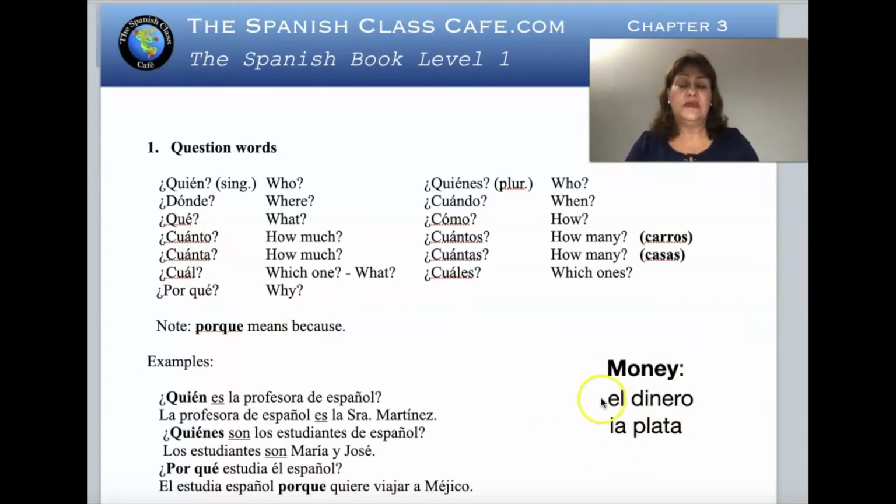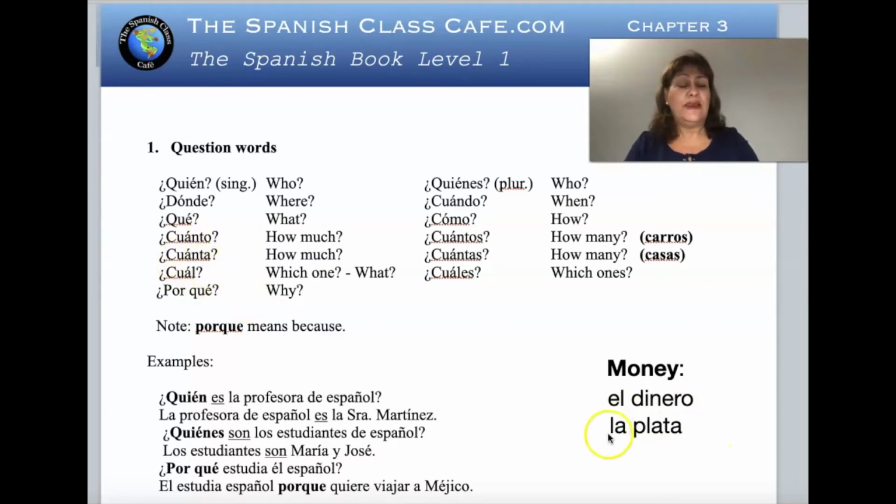The translation for money could be two words, el dinero or la plata. If we use el dinero, it's masculine. Then we will have to use cuánto. See, it depends on the gender of the noun following, also the gender and the number. But here we're talking about the singular with cuánto and cuánta. El dinero is masculine, therefore we're going to use the one that ends with an O. ¿Cuánto dinero tiene? How much money do you have? ¿Cuánto dinero?